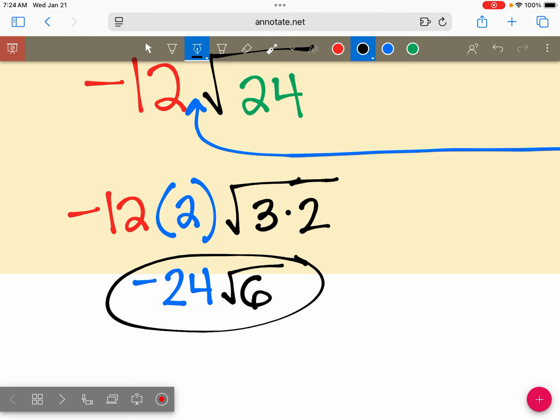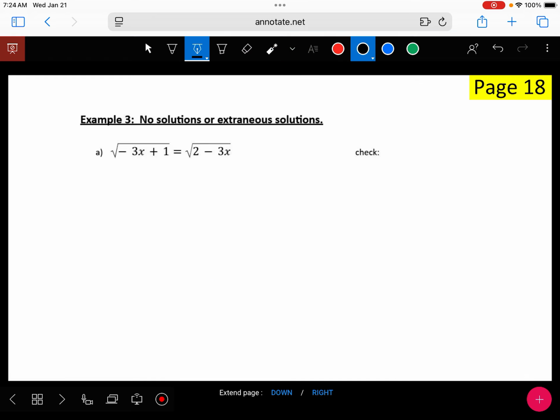All right, so finishing out our notes, go in your note packet, and we should be on the very last page of the note packet, which is page 18. Nope, sorry, that's not it. Yeah, this one is it. Yeah, page 18, sorry.